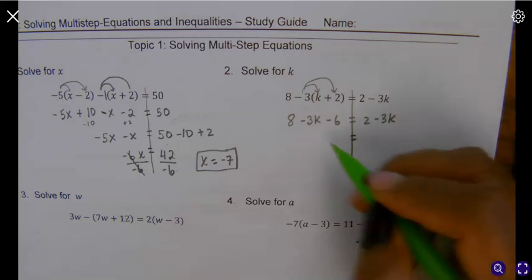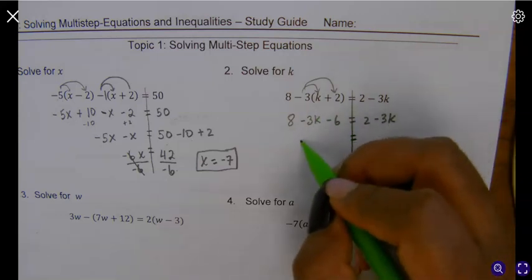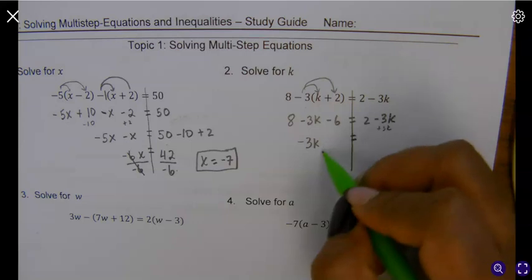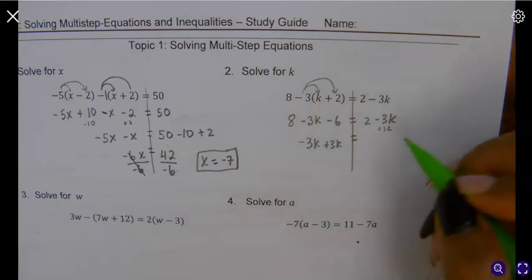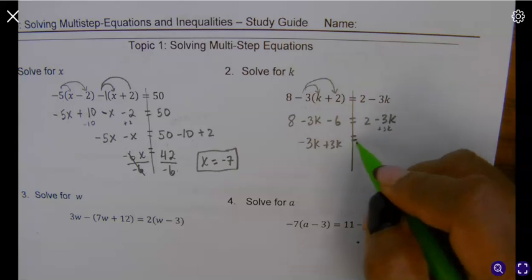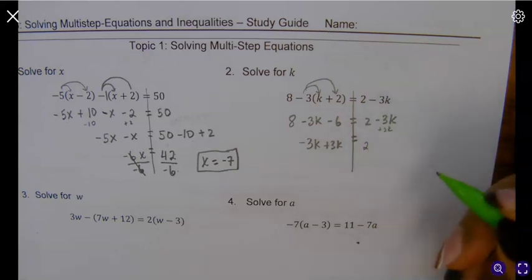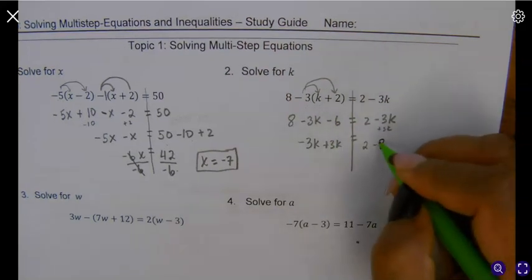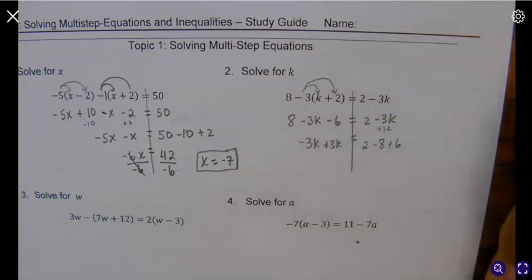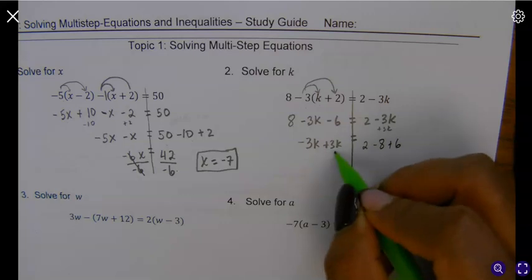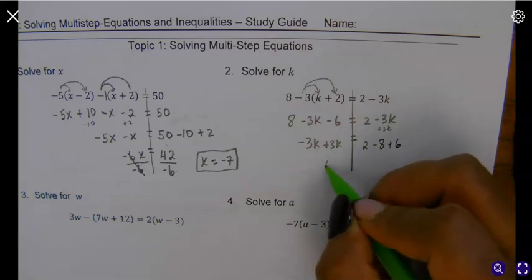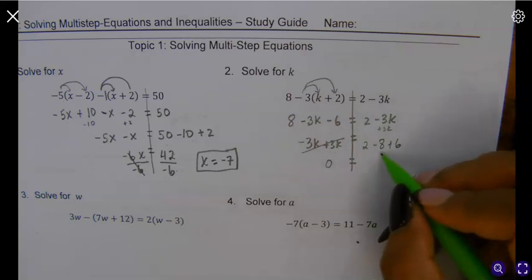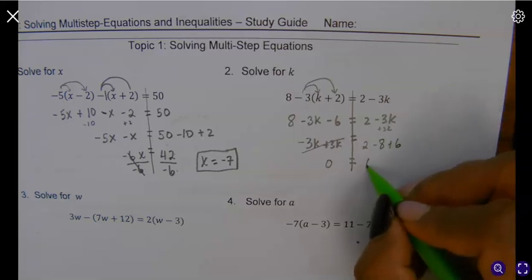Okay. Now I'm going to move things around. I'm going to keep the variables on the left side. Move this. So this is negative, right? So that means I have to do positive 3k. Okay. And then here I have to keep the 2, and then move these two. So remember that's negative 8, and it's negative 6, it's going to be positive 6 here. Alright, so negative 3 plus 3, that's 0. So that's just 0k. That basically cancels out. And then 2 minus 8 is negative 6. Negative 6 plus 6 is also 0.